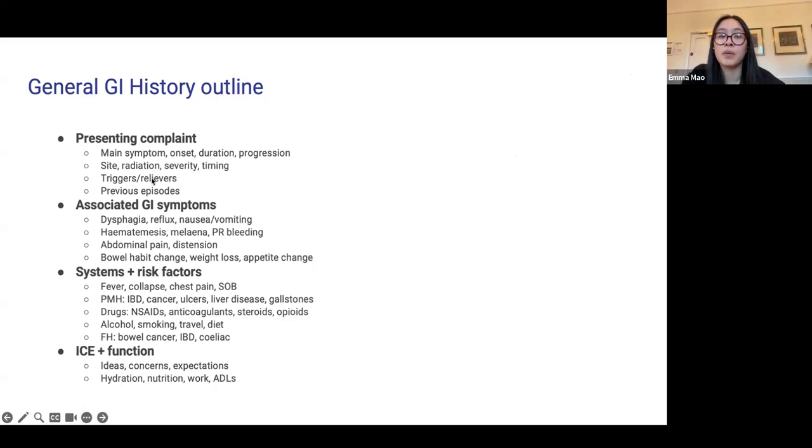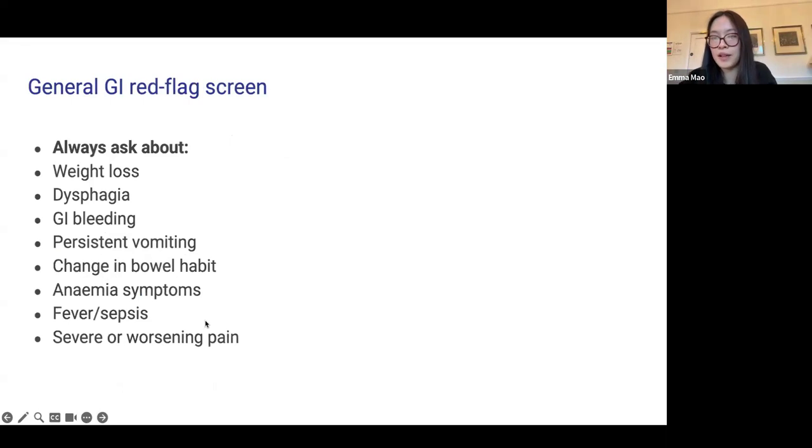And then think about what key questions there are. So for example, in the GI, you can narrow down the different GI presentations and also the red flag symptoms. And then in the OSCE, they might ask you a bit about the investigations you might want to do, and we'll talk through all of these. With GI stuff, it's always good to ask about any weight loss, dysphagia, GI bleeding, persistent vomiting, change in bowel habit, anemia symptoms, fever or sepsis, and severe or worsening pain.